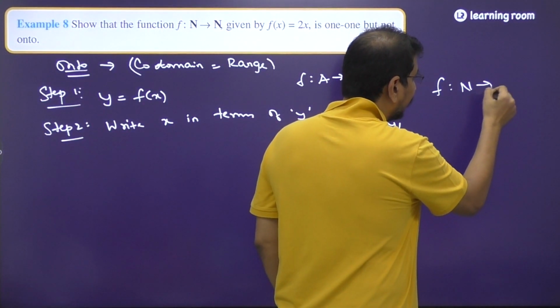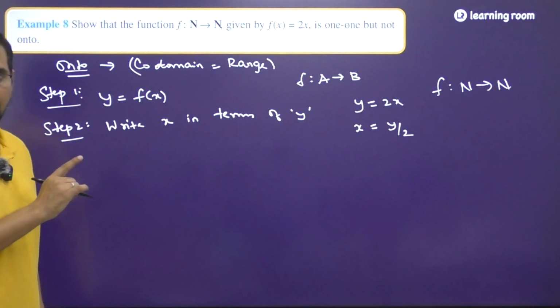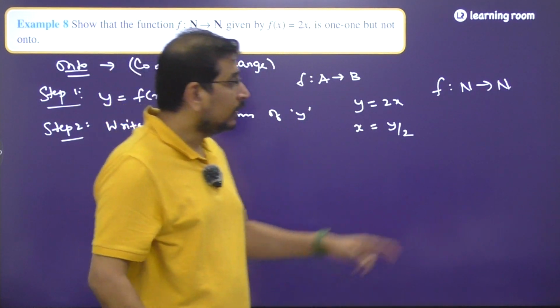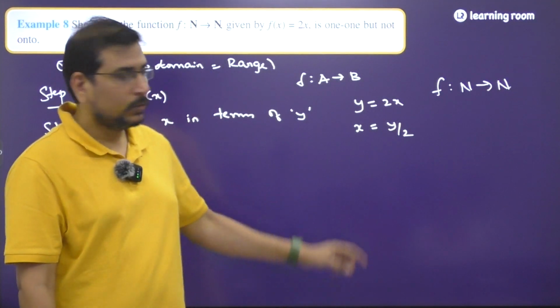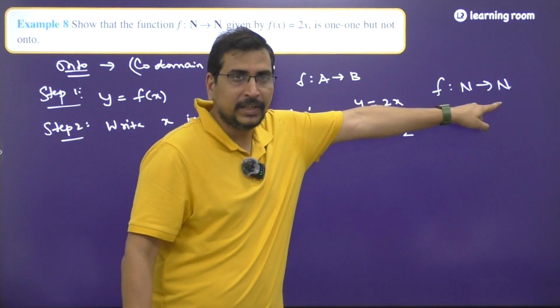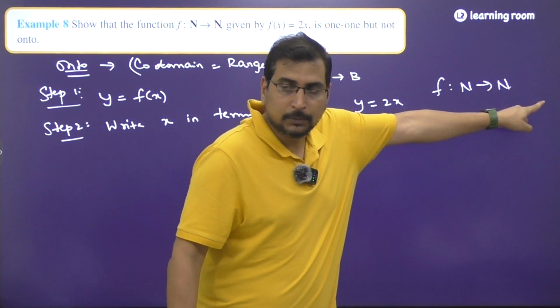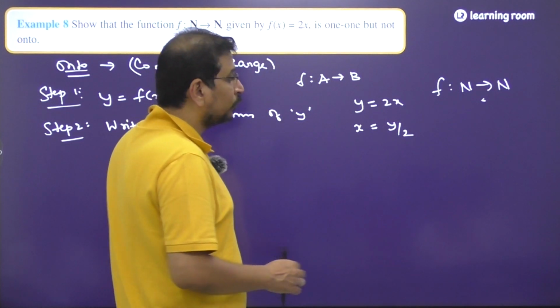I'm assuming everyone is clear from yesterday's class, but I'm repeating it one more time. Just have a look at it. So what are we supposed to do? When you write x in terms of y, the domain and the codomain will get swapped. So when you write y is equal to f of x, this is domain and this is codomain. When you write x is equal to g of y, this will become the domain and this will become the codomain, right?